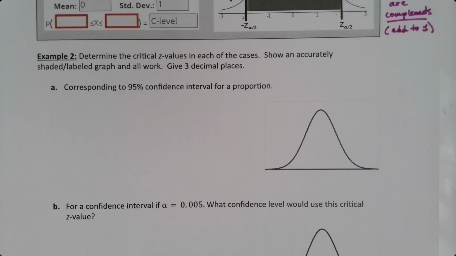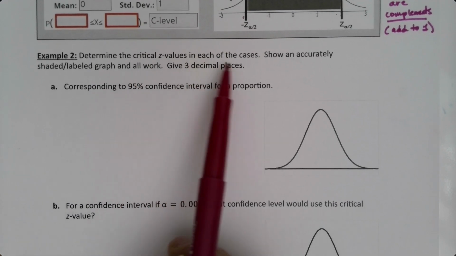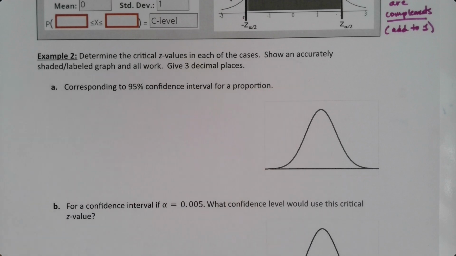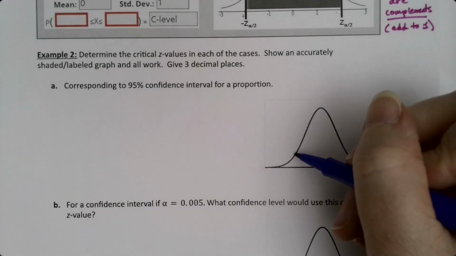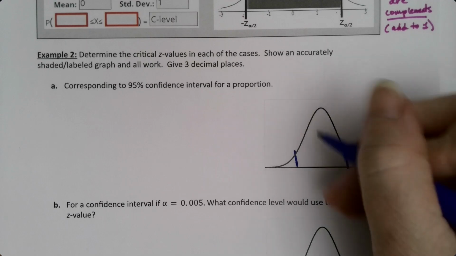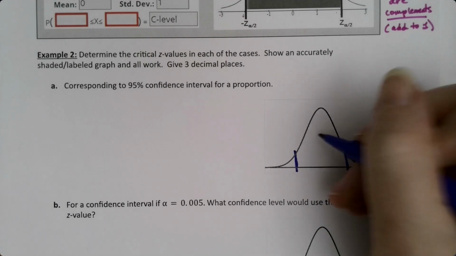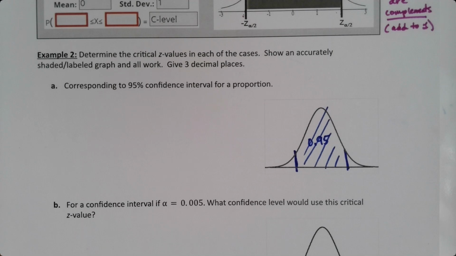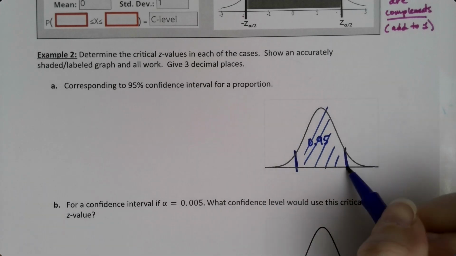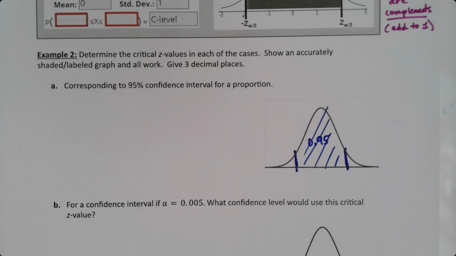Okay, so let's actually do an example, and this will all become hopefully clear. So we're going to determine the critical z-values for each of these cases, show an accurately shaded, labeled graph, and all the work. Okay, so we start off with the confidence of 0.95. So what that means is that the middle area in the center has to be 0.95, like that. So I'm going to label that center as 0.95. I'm going to have each side drawn. Beautiful. So now I'm going to follow the instructions up above.